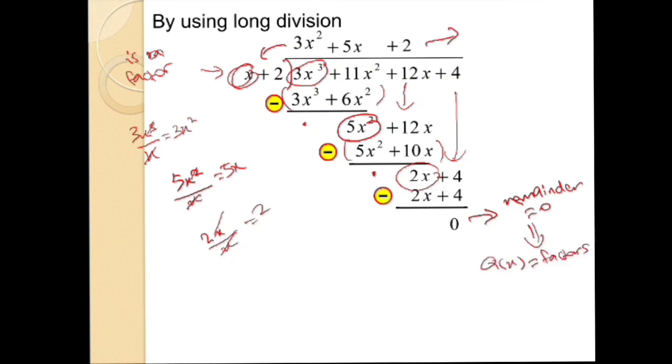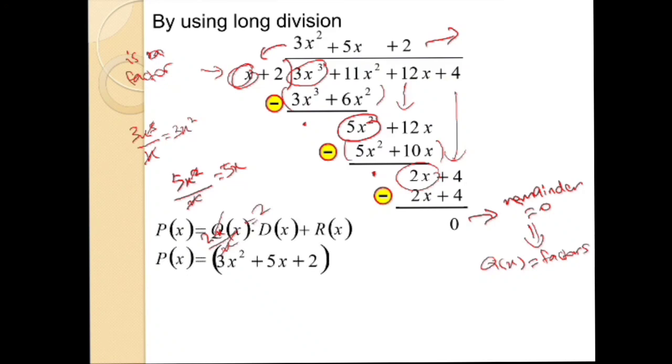Okay, so now we can just write down, according to our formula, which is quotient times the divisor plus the remainder. Remainder is 0, so what's left here is just 3x squared plus 5x plus 2. You can factorize this by using your calculator: 3x plus 2 times x plus 1.